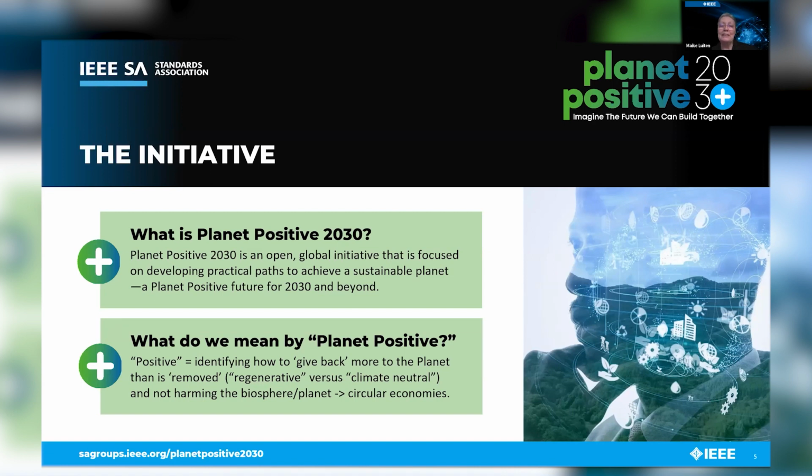And Planet Positive refers to the fact that we have been depleting the planet. We have been taking more out of the general resources of the planet than we are giving back. In order to get to a planet positive, flourishing future, we actually need to give back more. We need to regenerate ecosystems and not further harm the biosphere and the planet, ultimately using circular economy principles and regeneration to achieve a flourishing planet.